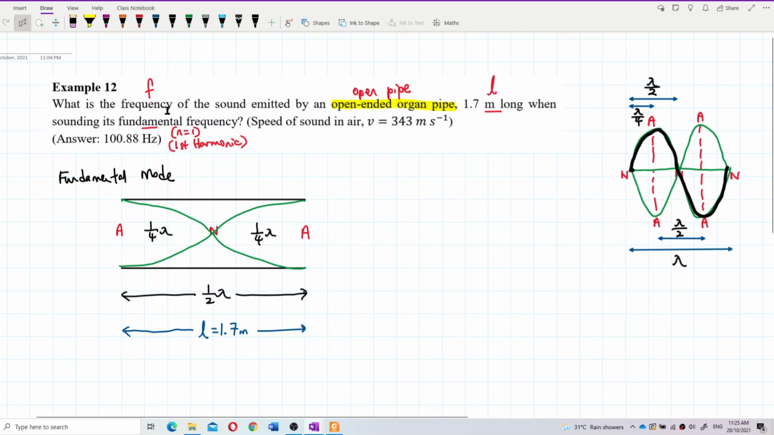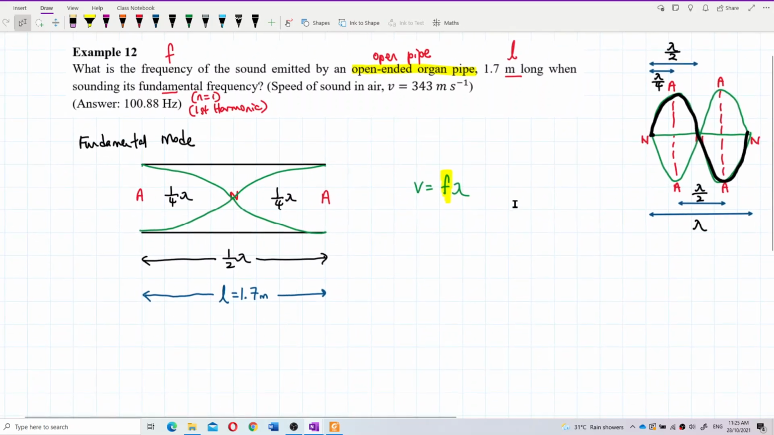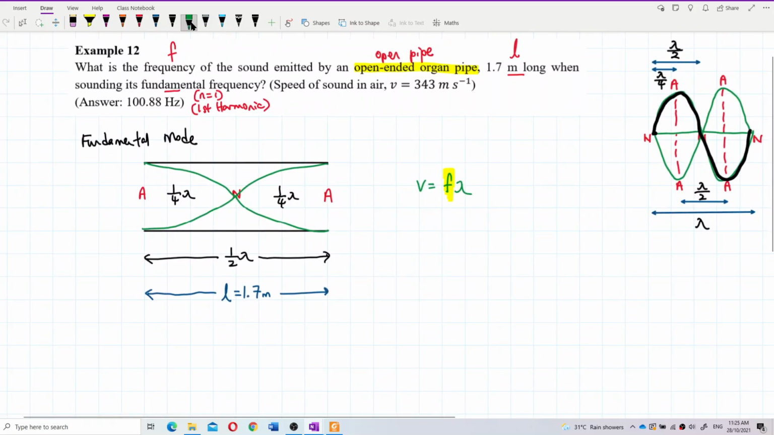So how to do this? How to find the frequency? Very simple. You just need to use the formula V equal to F lambda. So you can find the frequency from here. We already have the speed of sound V. The wavelength lambda you need to find from the length of the pipe. The length of the pipe is actually half wavelength, so from here you can find the wavelength. You put in the speed of the air and then you can find the frequency. Okay, so let's find the wavelength first.